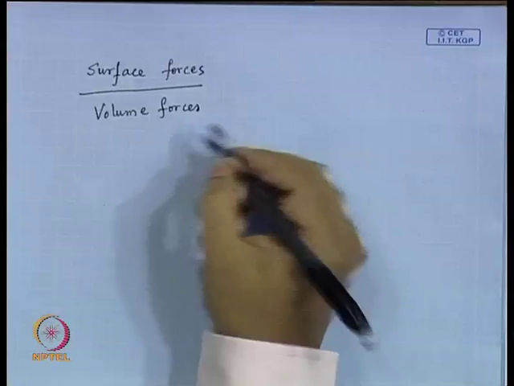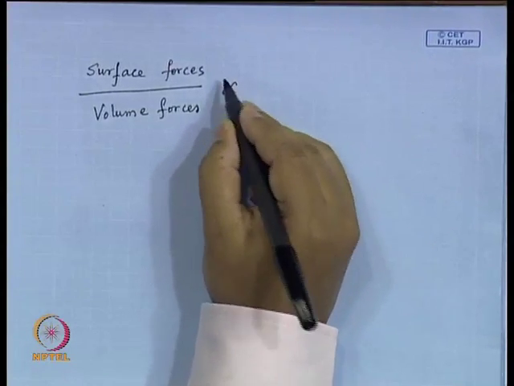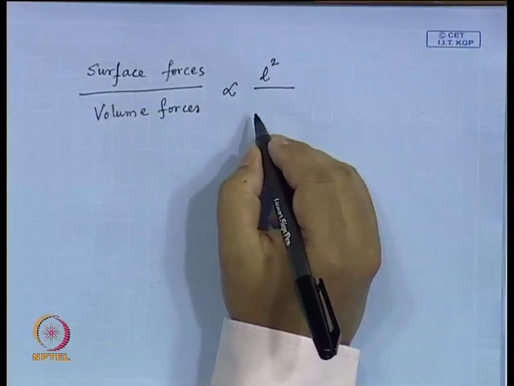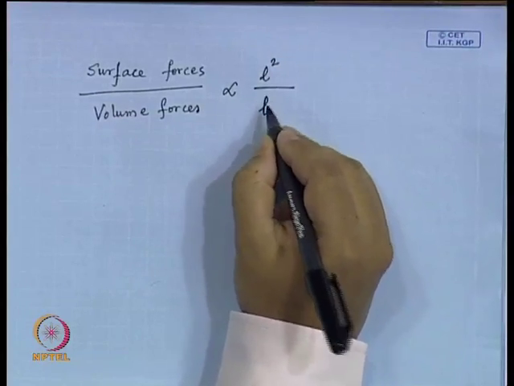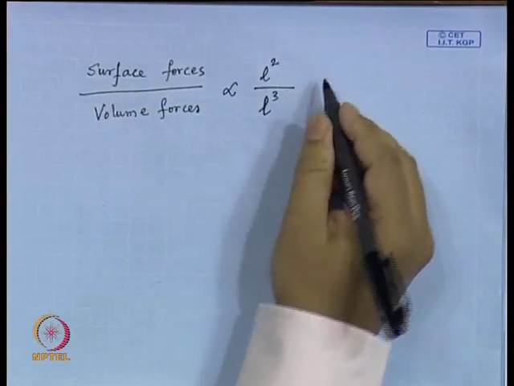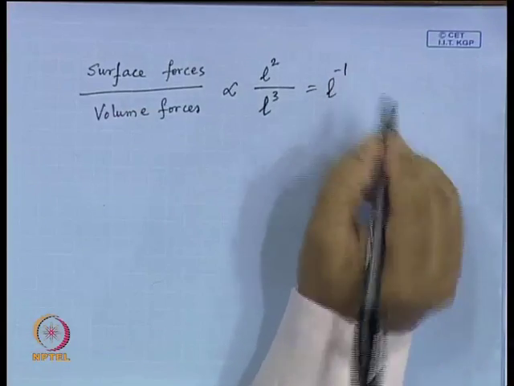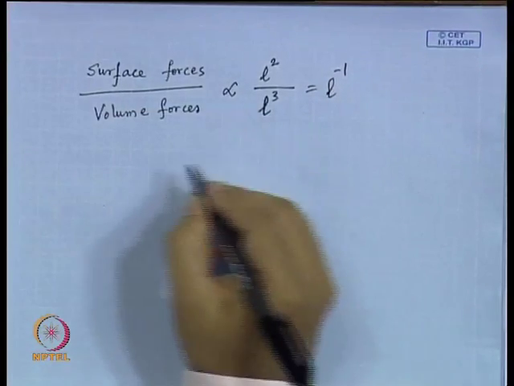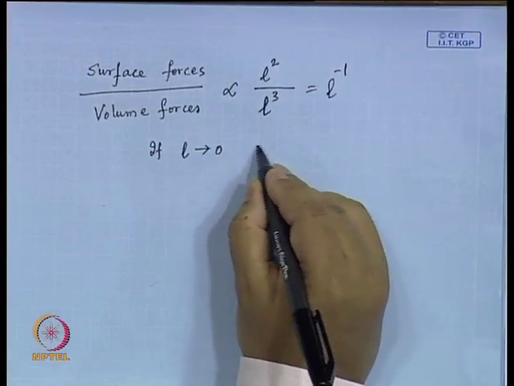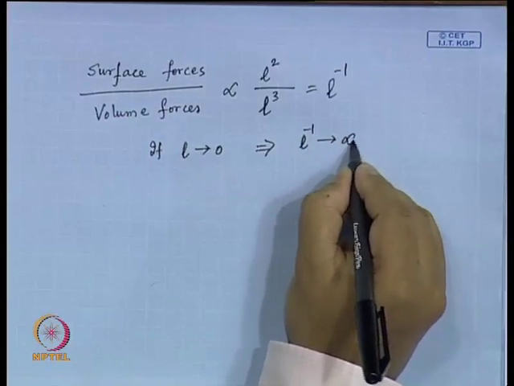So, if you write this, you will find that the numerator is proportional to L square, where L is the length scale, and the denominator is proportional to L cube. So, this is equal to basically L inverse. So, if L tends to 0, this implies that L inverse tends to infinity.